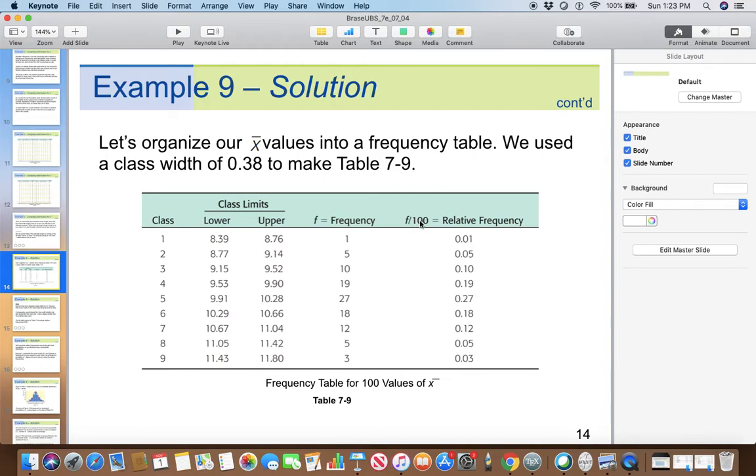Remember, this was out of 100 samples. So if there is only one fish in this range, then 1 out of 100 is the relative frequency. There were 10 fish in this range, so 10 out of 100 is the relative frequency. So you know how to find frequency and relative frequency. A table has been made.